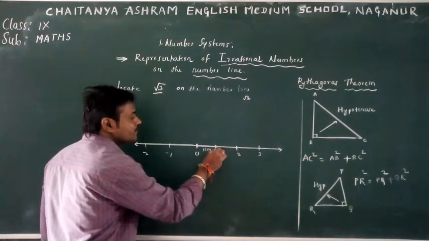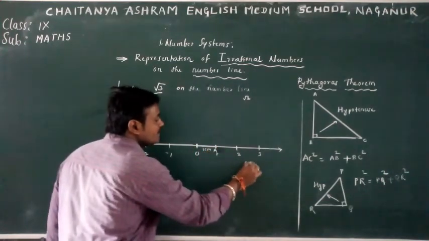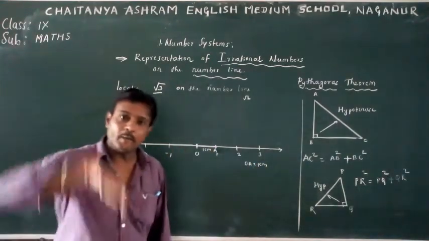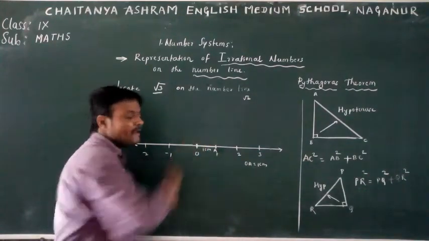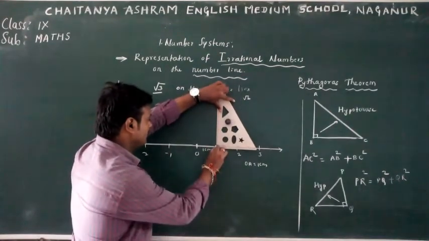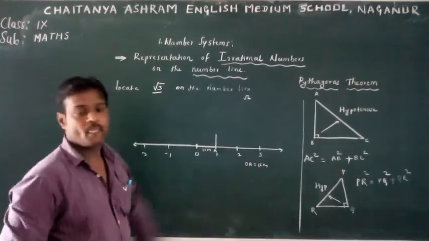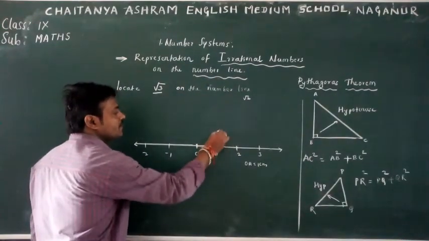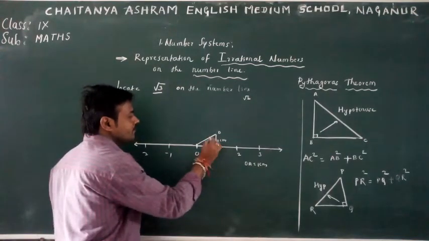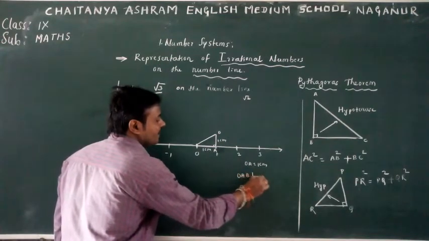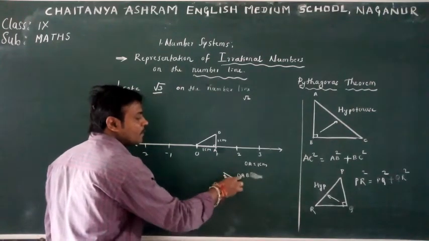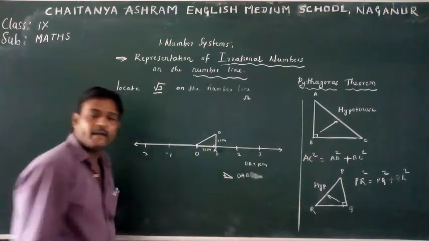This point as A. OA is how much? 1 centimeter. At A, draw a 1 centimeter perpendicular line from A with the help of a scale. Okay, this is 1 centimeter. Say this is B, then join OB. So clearly OAB is a right triangle. Which type of triangle is it? Right angle triangle OAB, because angle A is 90 degrees.